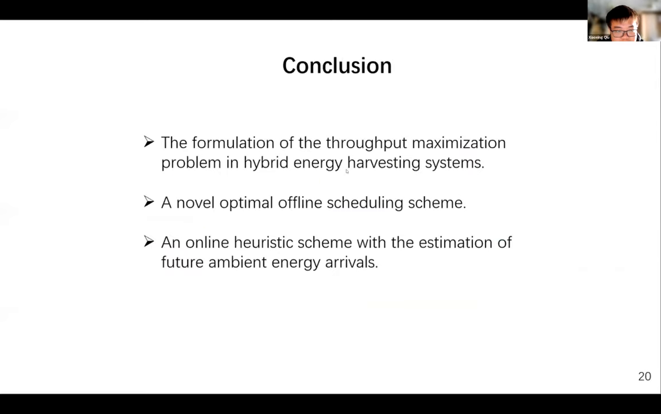In conclusion, we formulate the throughput maximization problem in hybrid energy harvesting systems and provide an optimal offline scheduling scheme and a heuristic scheme.